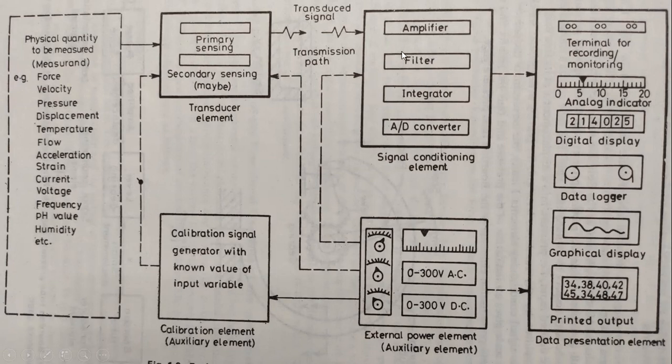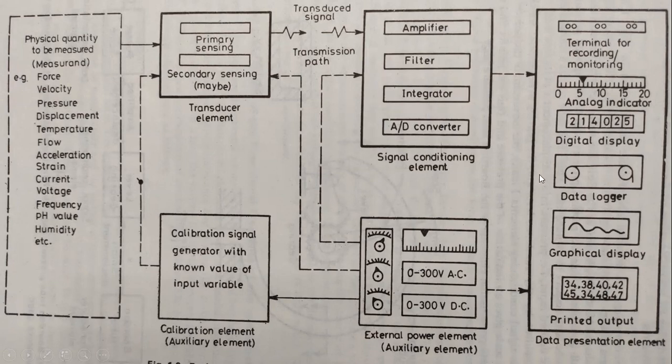Here, the signal conditioning or intermediate modifying element is for manipulating and processing the output of the transducer into a suitable form. It can amplify the signal, filter the signal, integrate the signal, and convert from analog to digital or digital to analog. So all these can happen in the signal conditioning element.